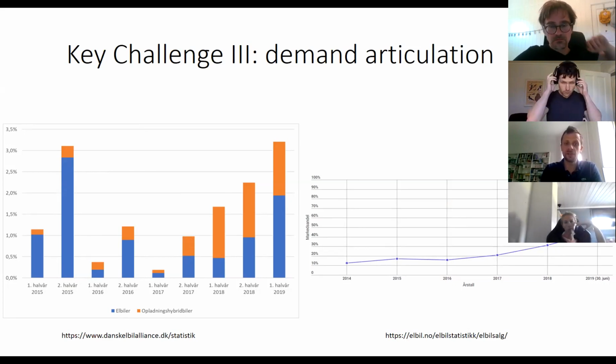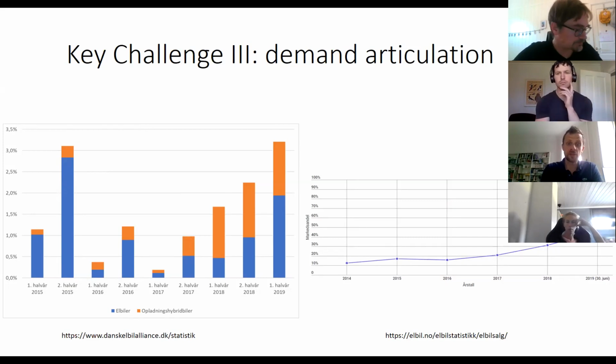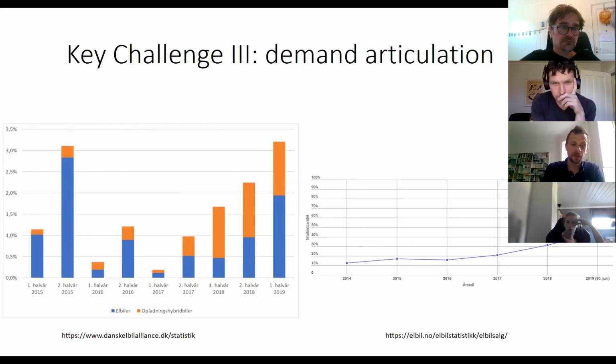What you can see here is that in Denmark, we are now pushing right above 3%, whereas Norway is pushing towards 50%. So obviously this points to the fact that when we talk about green technologies, policy intervention on the demand side is absolutely crucial.